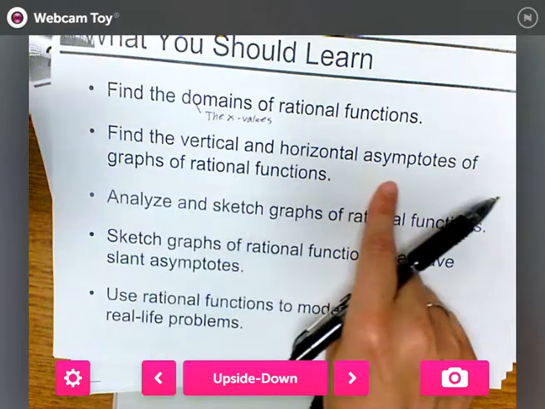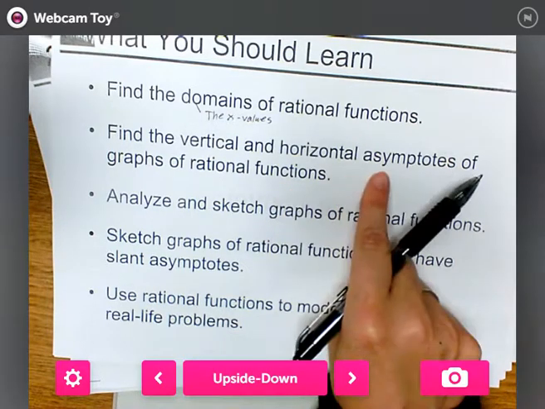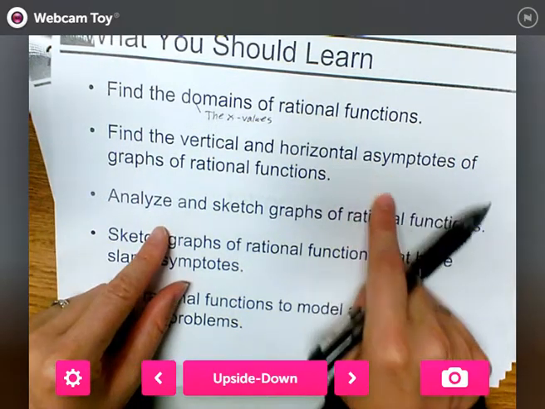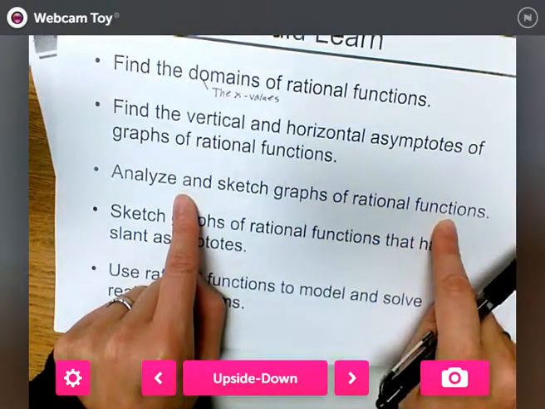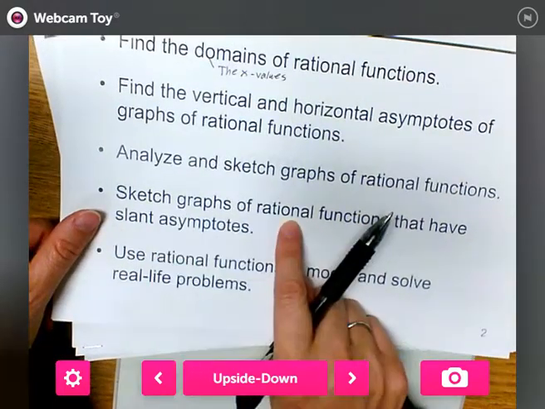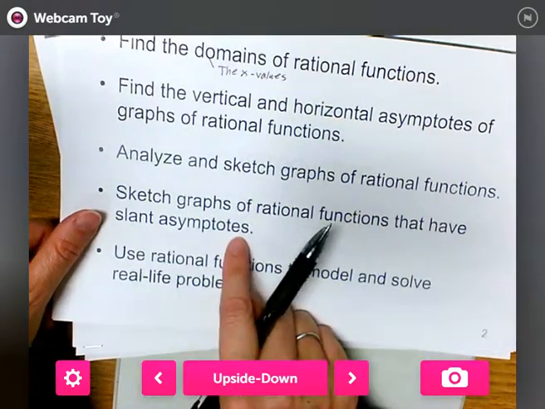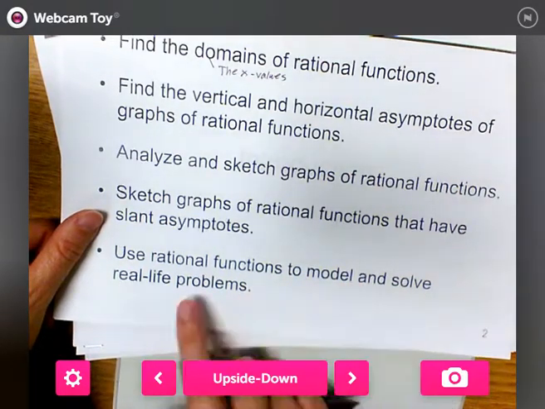Okay, vertical and horizontal asymptotes. Anybody remember or know what that is? Okay, we're going to talk about this today when we graph what asymptotes are. We're going to be able to analyze and sketch a graph of rational functions. We're going to sketch graphs of rational functions that have slant asymptotes eventually. And we're going to use rational functions to model and solve real-life problems.